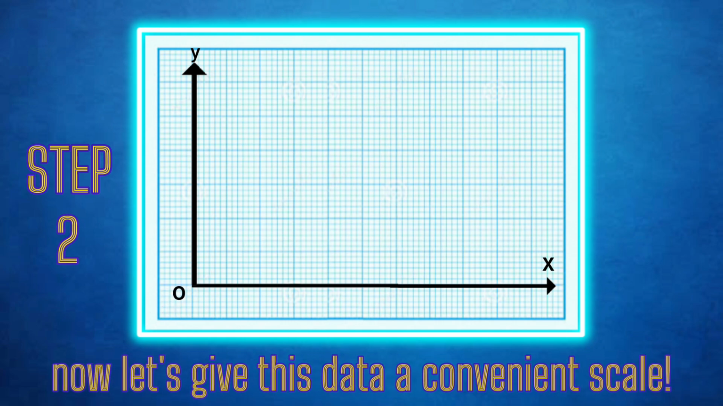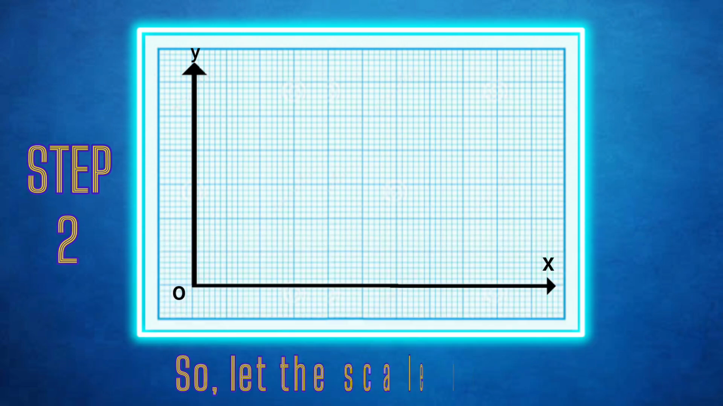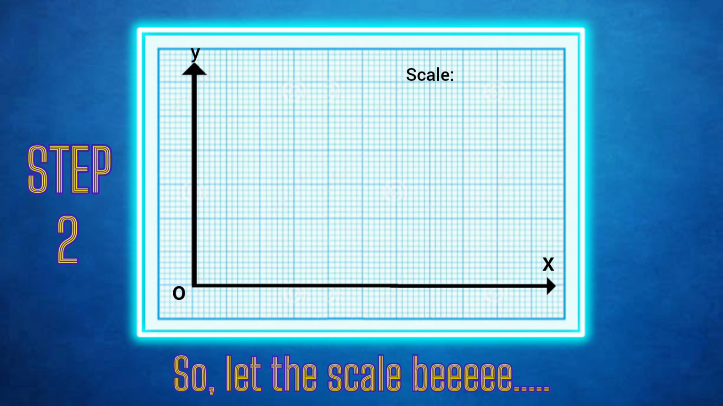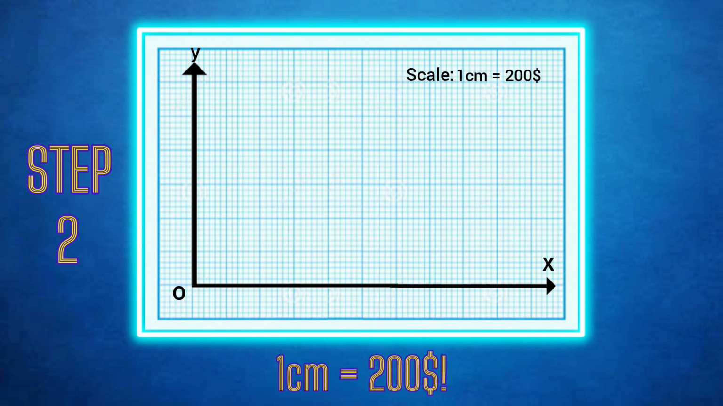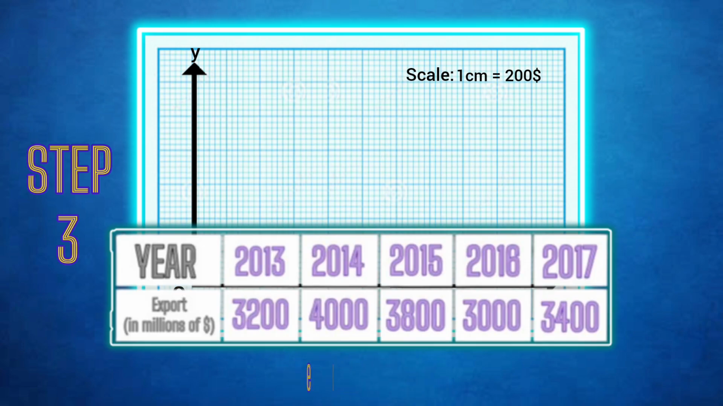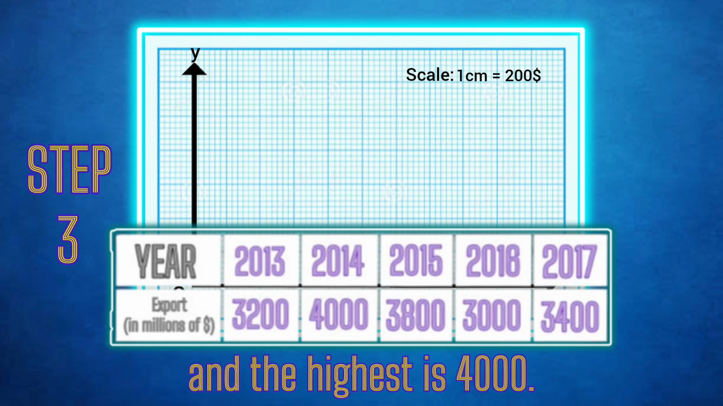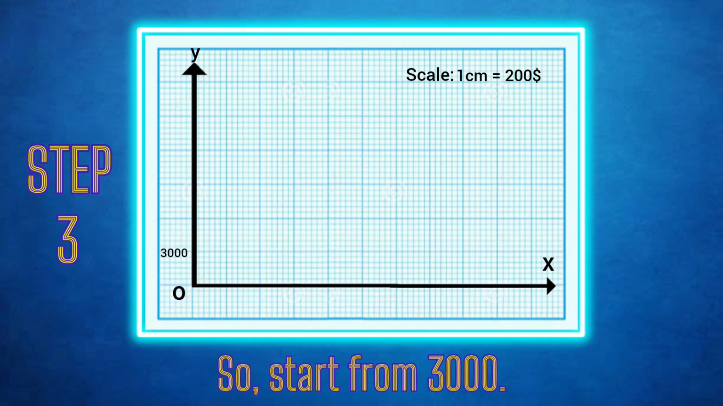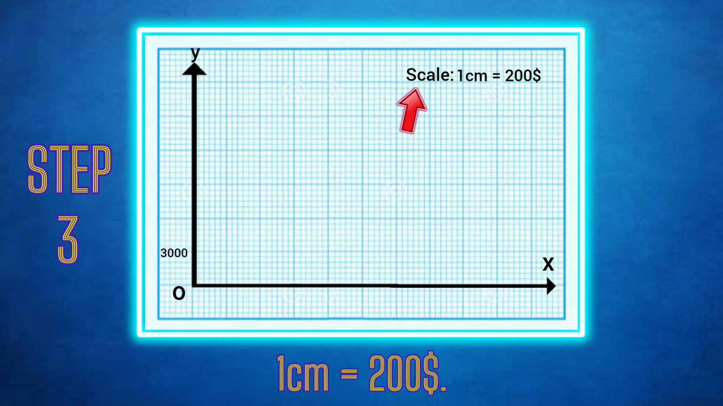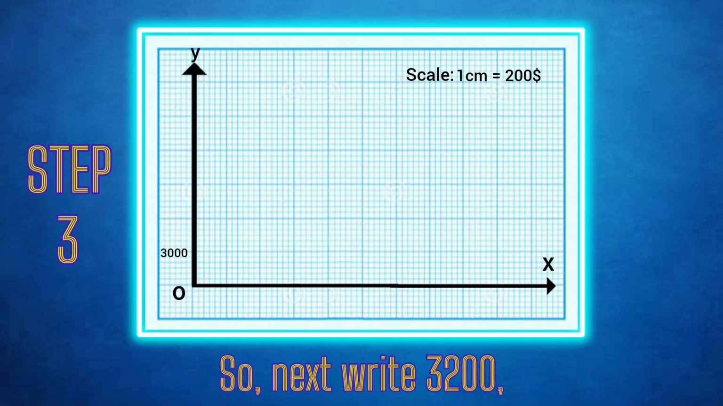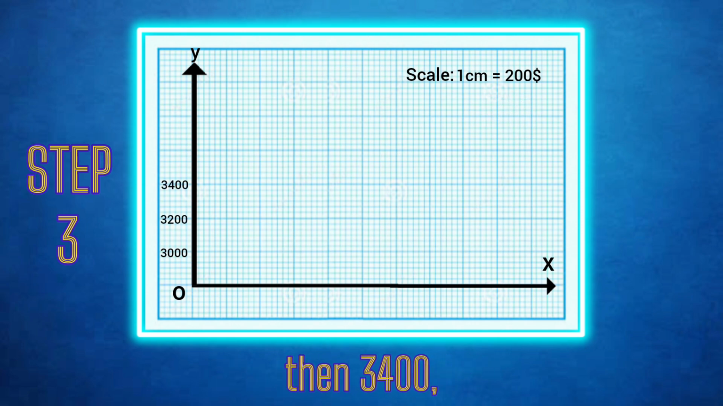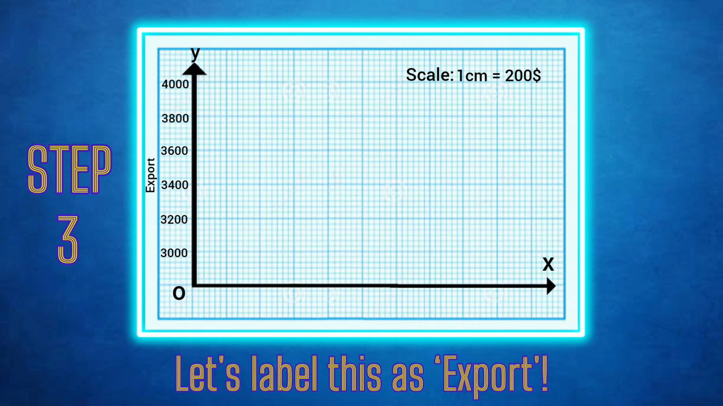Step 2. Okay, now let's give this data a convenient scale. So let the scale be 1 centimeter is equal to $200. Step 3. So in the table export row, 3000 is the lowest of all the other numbers and the highest is 4000. So start from 3000 and as the scale suggests, 1 centimeter is equal to $200. So next write 3200, then 3400, 3600, 3800 and 4000. Let's label this as export.